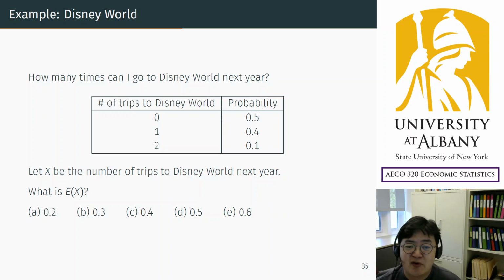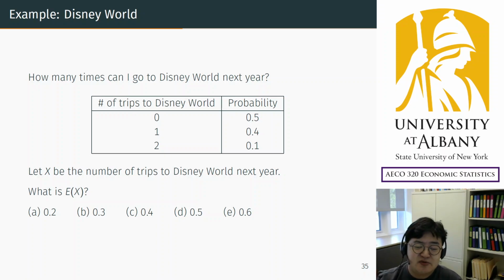But anyhow, let's think about the probability distribution. This year, say, in the academic year of 2023 and 2024, how many times can we go to Disney World? 50%, I think zero, maybe. And 40%, maybe once, sometime. But if something special happens, then we may go there twice for some reason. So it is just my probability distribution of the likelihood of going to Disney World and how many times I go.